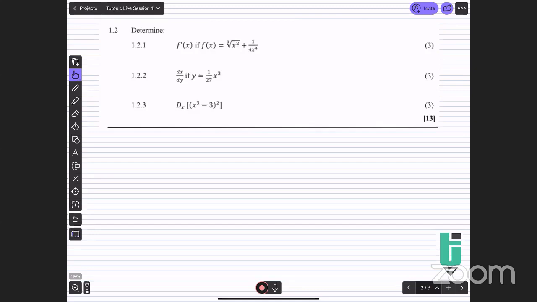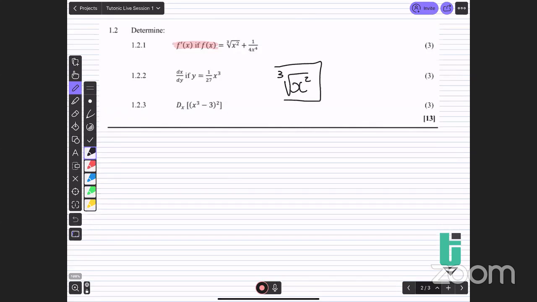Okay, so this is asking for the derivative. The first step is that before you can take the derivative, you have to write it in a nice form. When they write it as a square root, that's not a nice form, right? Do you guys agree? How can we change this into something nice? You can change that to x to the power of 2 over 3. And the second term, how can we change that?